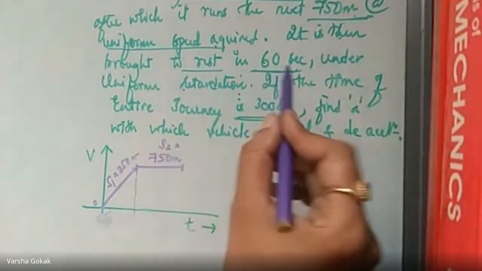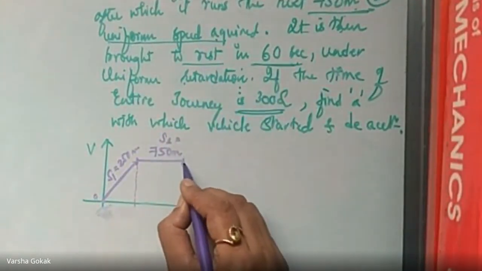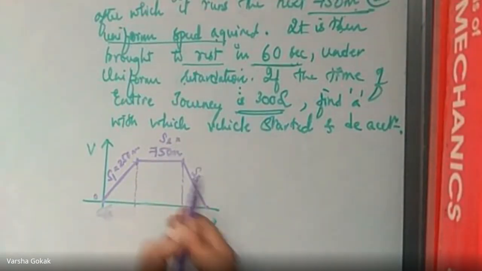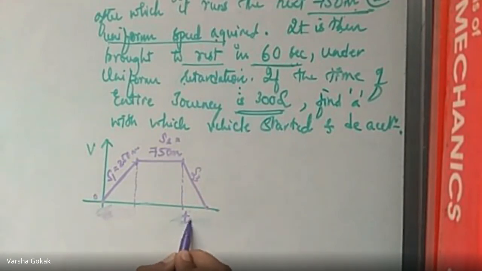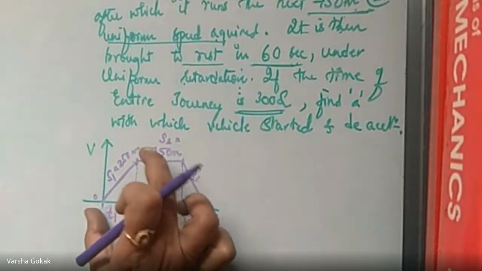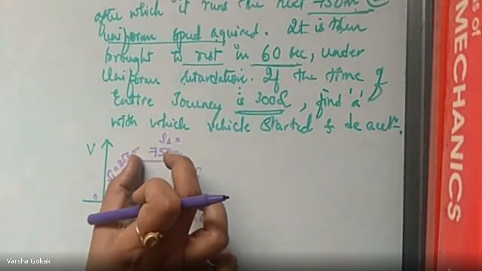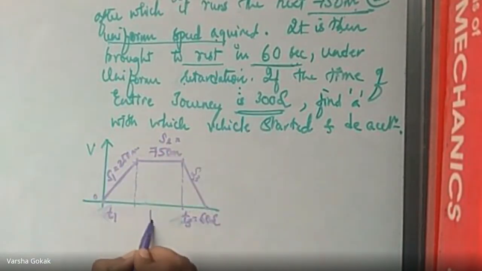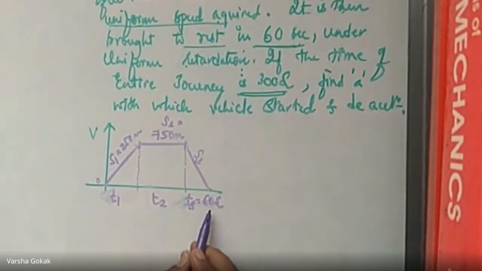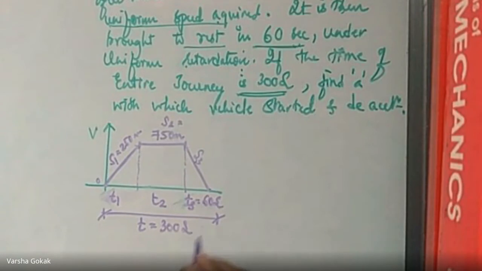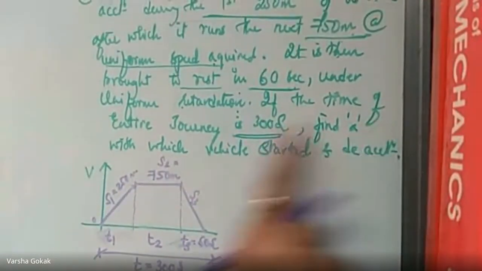It is then brought to rest in 30 seconds. Brought to rest means it is coming down. When it is coming down, this is going to be S3, which is not given to us, but T3 is given to us, that is 60 seconds. Here there could be T1 when it goes from 0 to this distance, but that is not given. Then it moves from 250 up to 750. There could be a T2, which is also not given. T3 is given as 60 seconds. The total time of journey T is given, that is 300 seconds.